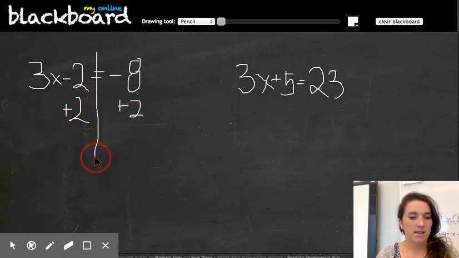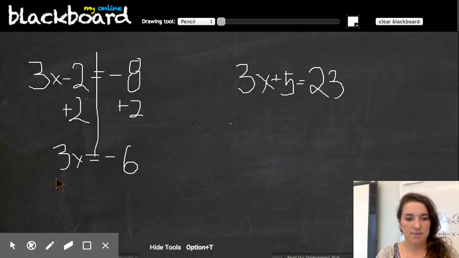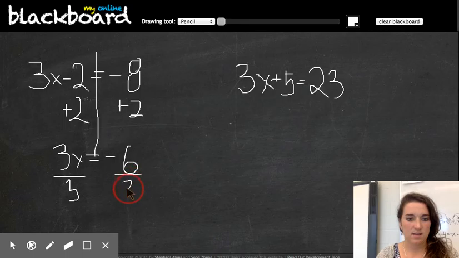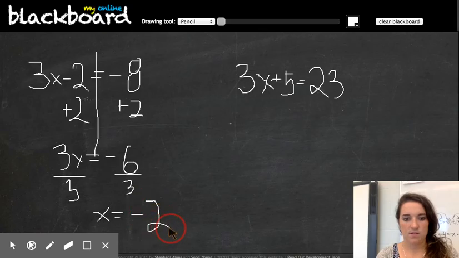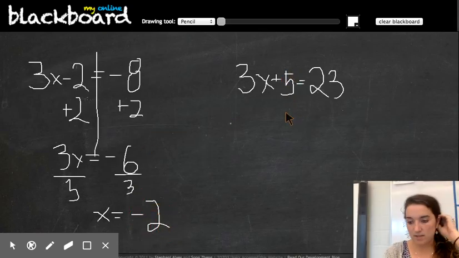What am I left with on the left side of the equation? 3x. And then what do I have on the right side of the equation? Negative 8 plus 2 equals negative 6. Final step, divide by 3. I'm left with x equals what? Negative 2.